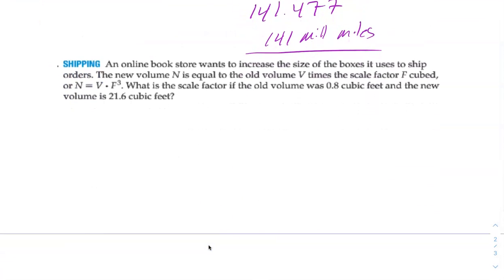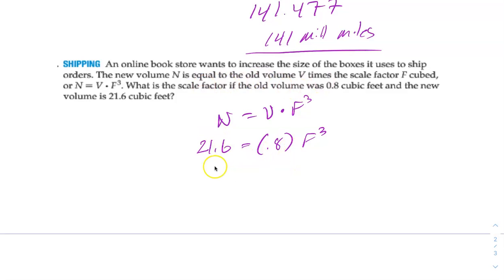An online bookstore wants to increase the size of the boxes used to ship orders. The new volume, n, is equal to the old volume, v, times the scale factor f cubed. Thank God they gave me the formula. It's a little confusing. What is the scale factor if the old volume was 0.8 cubic feet and the new volume is 21.6 cubic feet? So let's talk about old and new volume. New volume is n, and old volume is v. So the old one, v, is just 0.8, and the new one is 21.6. So that's the new volume, n.